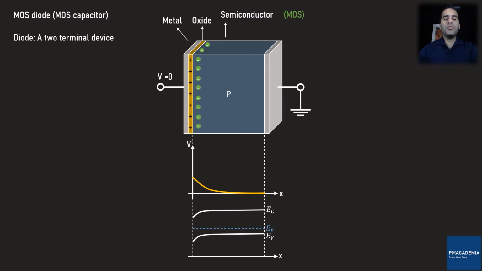If we want to get the flat energy bands, what we need to do is to apply some negative voltage to the gate so that the effect of the trap charges in the oxide layer is compensated.